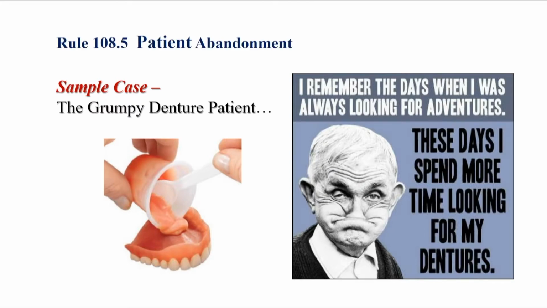So, as an example, the classic example is what I call the grumpy denture patient. This is the patient who you have referred to an oral surgeon for the removal of a maxillary torus, and they need to have their maxillary denture remade, and in the meantime you have relined their maxillary denture as a temporary until they can get a new denture completed that better conforms to the new anatomical structure now that the maxillary torus has been removed.